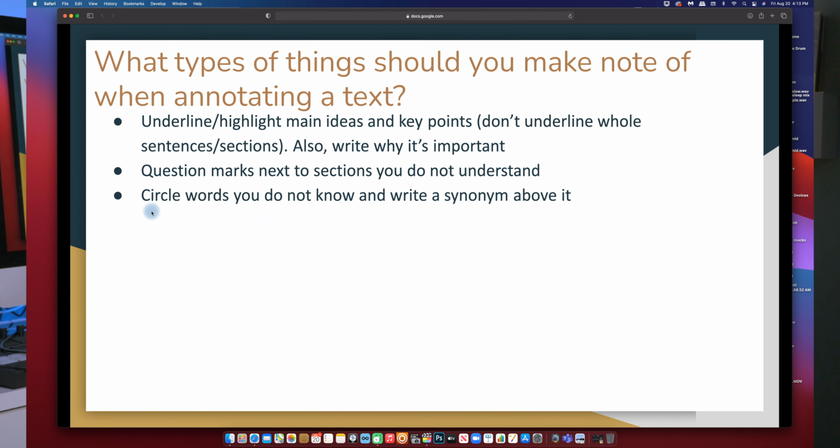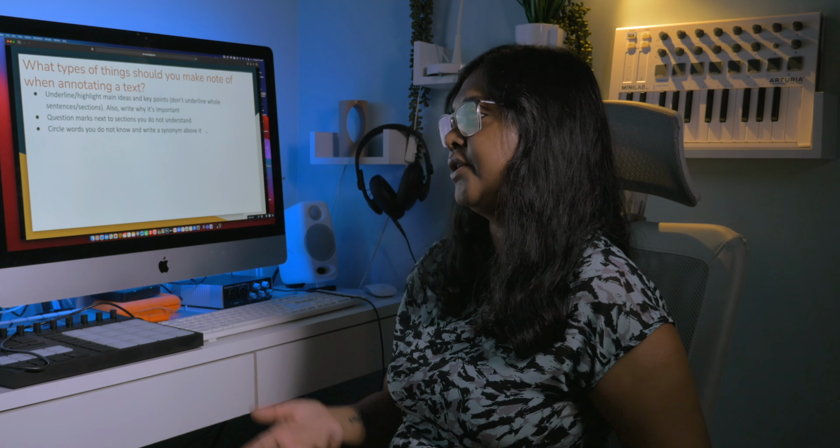Next, you're going to circle words that you do not know and write a synonym above it. Whenever you're reading a text, if you see a word that you don't know and you look it up in a dictionary or a thesaurus, you think, oh, okay, that's what it means, and then you continue reading. But then if you're reviewing it, you may forget what that word meant. So if you circle any words that you're unfamiliar with, look up a synonym for it, and write the synonym above the word, then later on when you're reviewing, you can read the synonym and you'll get the point that the author was making, or you'll understand that sentence better.